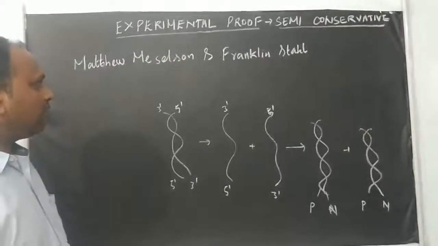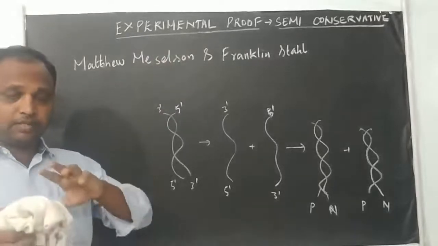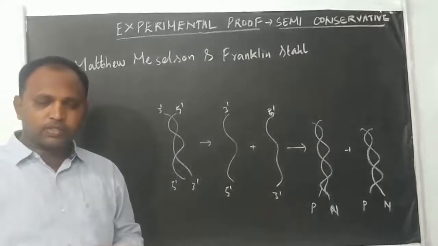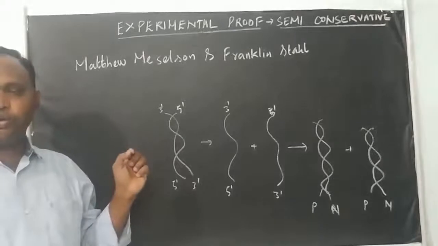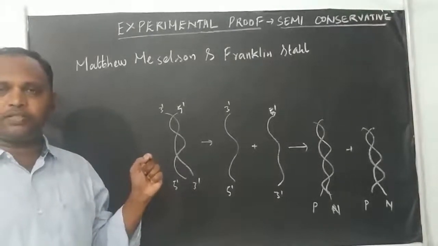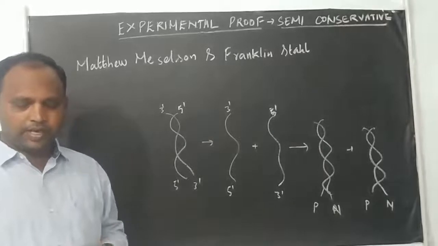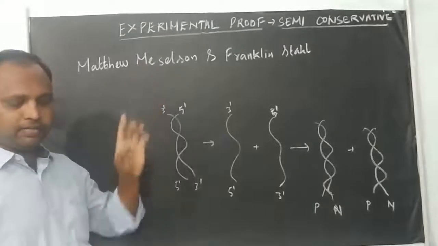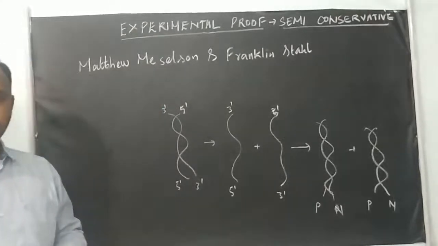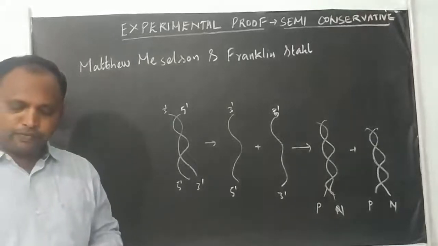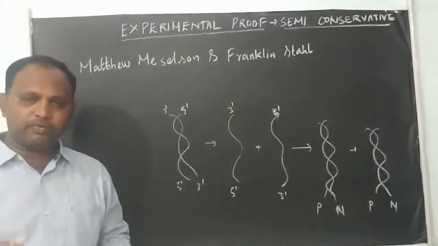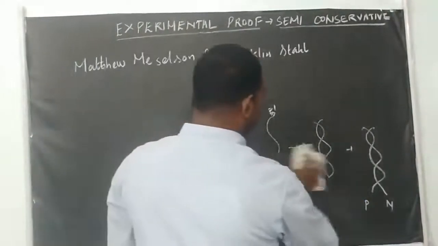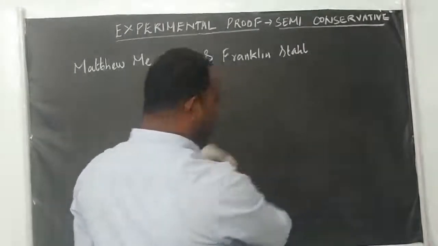Okay. Different scientists proposed different schemes for replication, but the most accepted model is the semi-conservative mode of DNA replication proposed by James Watson and Francis Crick. The experimental proof for that was given by Matthew Meselson and Franklin Stahl. They conducted an experiment and provided proof that DNA replication is semi-conservative. We will see what experiment they conducted and how they concluded that DNA replication is semi-conservative.